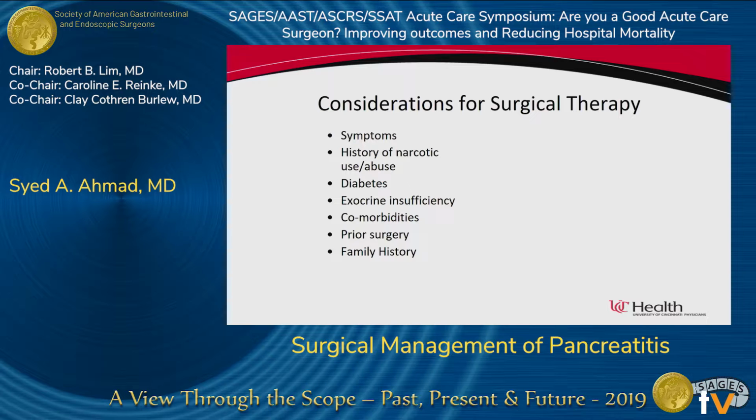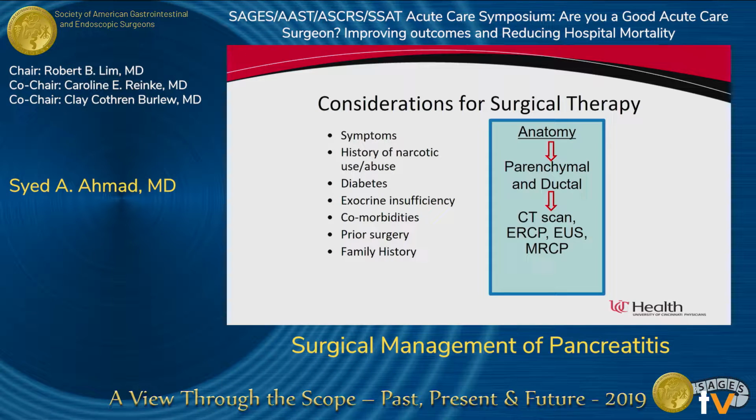Now, when we consider surgery, the data that we usually want to know about include the symptoms the patients are having, history of narcotic use, whether or not they have exocrine or endocrine insufficiency, other comorbidities that may exist, prior surgical history. But really, the most important thing we want to know in terms of planning surgery is the anatomy. And when we talk about anatomy, we're talking about both parenchymal anatomy and ductal anatomy. And we base that on multiple different studies that we often obtain prior to surgery, including CT scan, ERCPs, endoscopic ultrasounds, and MRCPs.